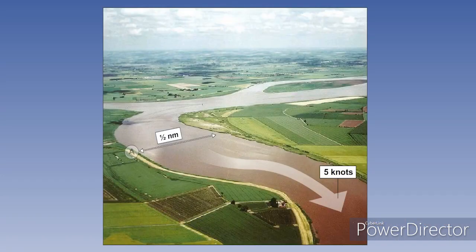Now imagine that we are standing at position A, but this time the lake has become a river with a 5-knot current. If we threw a piece of wood into the river at position A, where would it finish up in 6 minutes? Half a nautical mile downstream at position C.